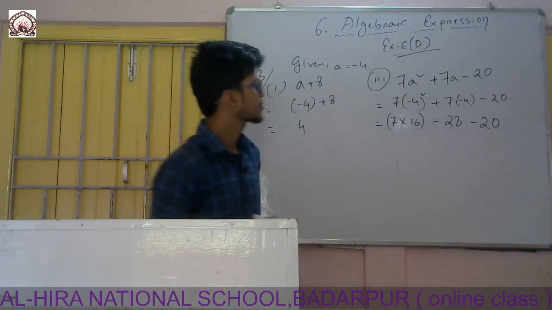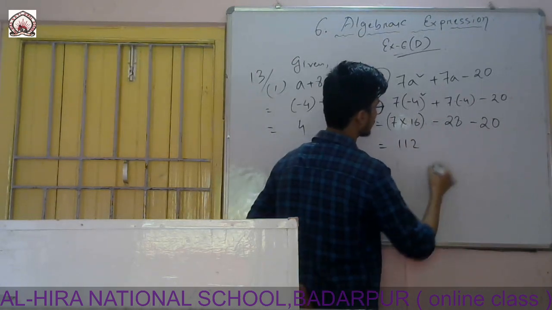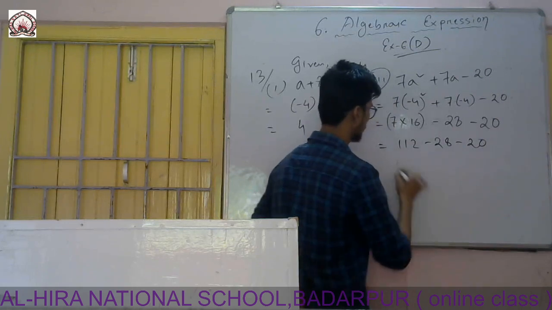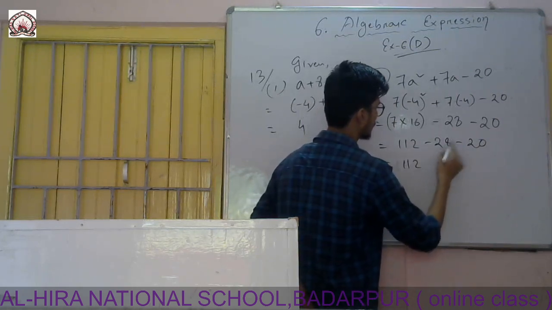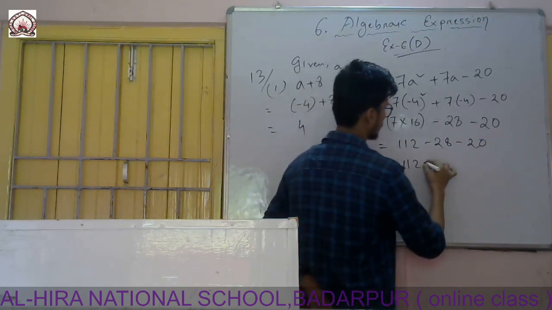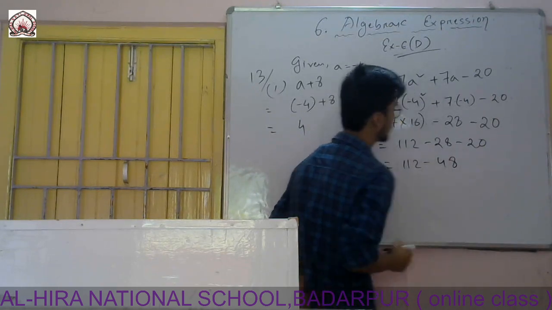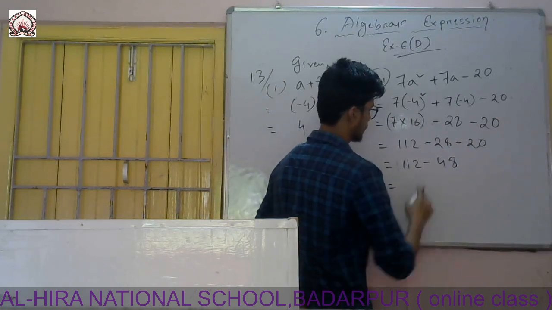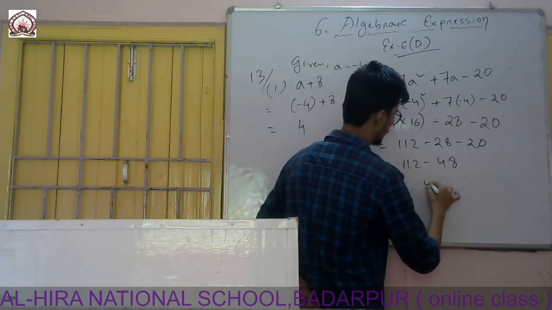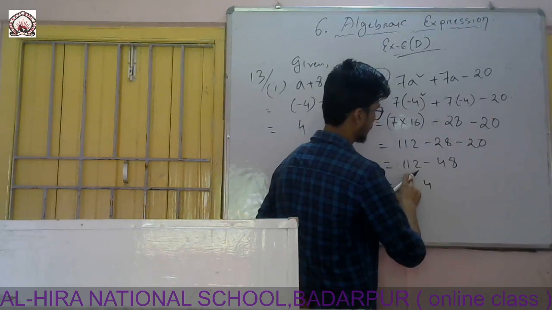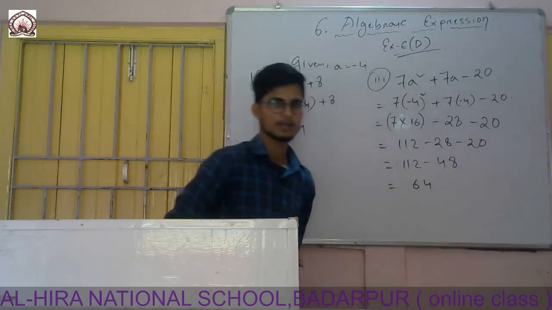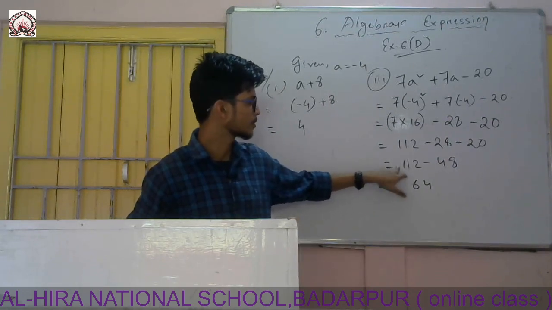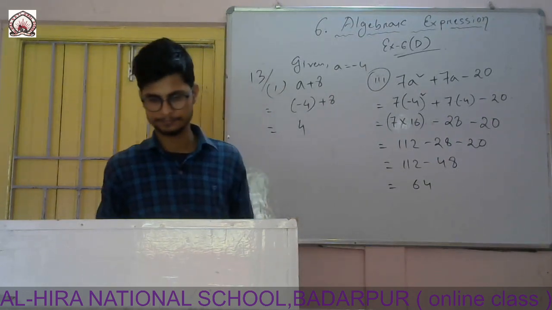So 7 16s are 112, minus 28, minus 20. So 112, and minus minus it is plus, so 28 plus 20 is 48. 112 minus 48: 12 minus 8 is 4, and 10 minus 4 is 6, so 64. So the answer is 64, and the sign will be positive because 112 is greater.